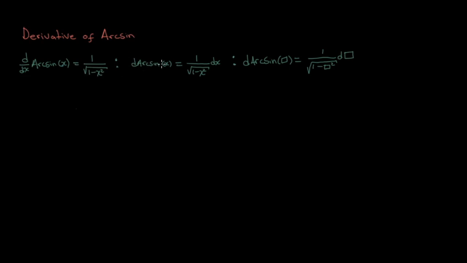Another way to look at it is this. The derivative of arcsine x is equal to 1 over the square root of 1 minus x squared dx. So times the derivative of x. Or better yet, the derivative of arcsine of whatever is in this argument is equal to 1 over the square root of 1 minus, again, this argument squared, times the derivative of that argument.